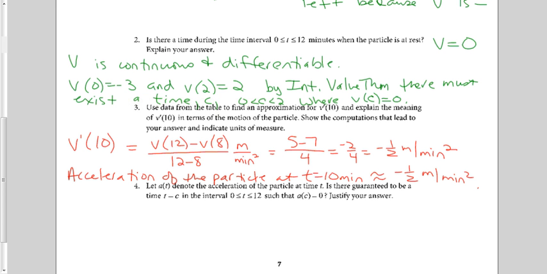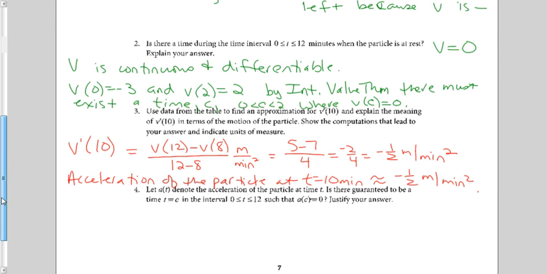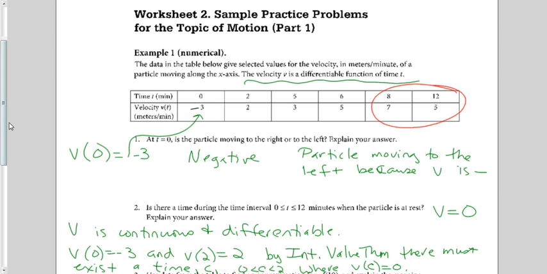So number 4. Let A of t denote the acceleration of the particle. Is there guaranteed to be a time t equals c in the interval between 0 and 12 such that the acceleration is equal to 0? Justify your answer. So let's look at our table. Moving back to my table. So the question is, is there a place where my acceleration, which is my derivative, is going to be equal to 0? Well, let's take a look.